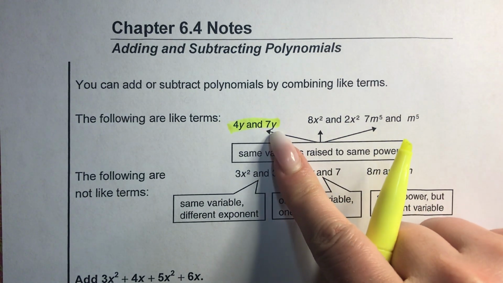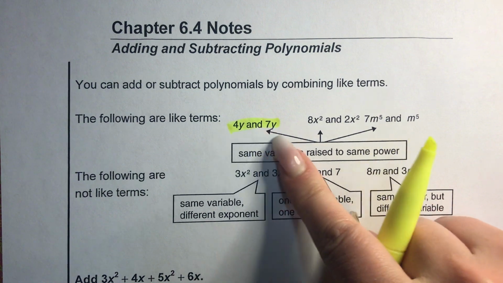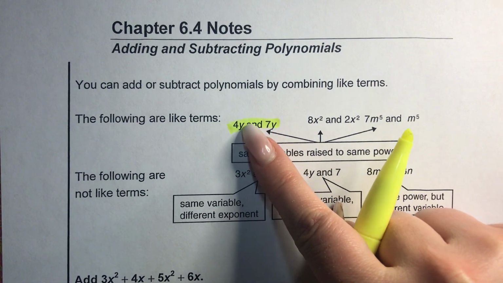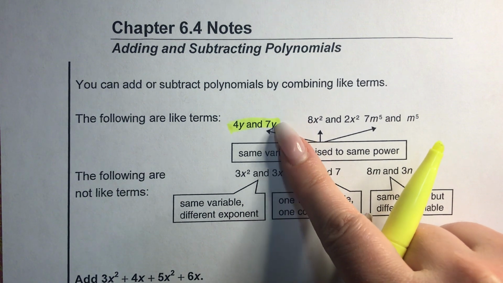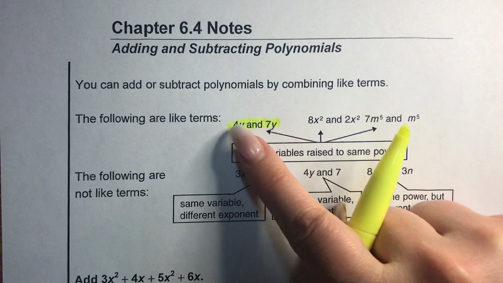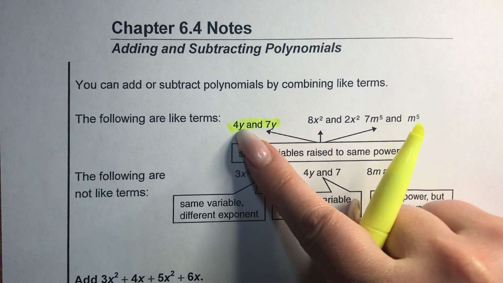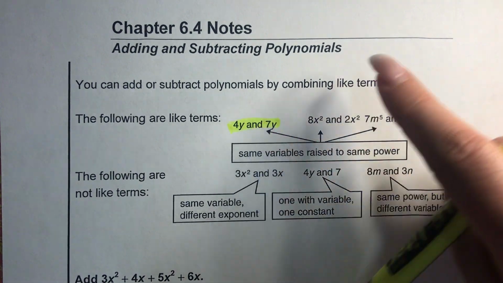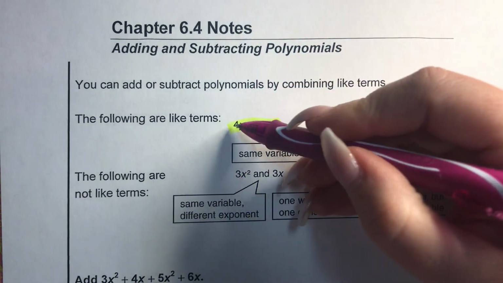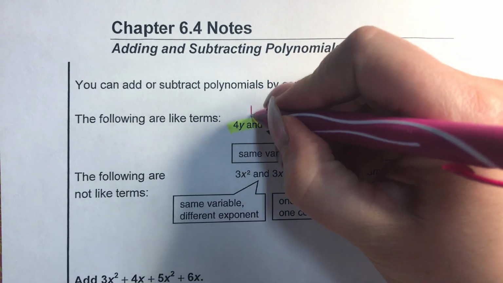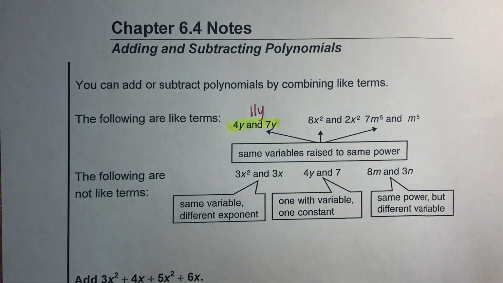What you do is you look at the variable, and the variable has to have the same exponent. So there's no exponent there, which means the exponent is 1. And there's no exponent here, which means the exponent is 1. So since they have the same variable, they're both y's, and the y's have the same exponent, then you just go 4 plus 7, which is 11y, and that's the answer.